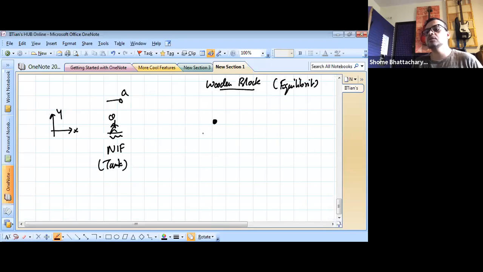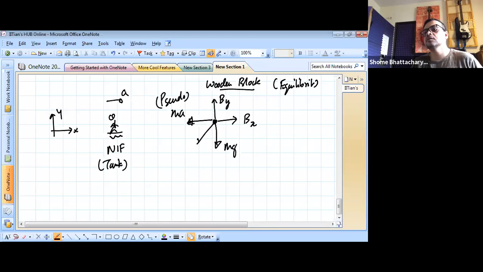But what are the forces acting? So there is pseudo force, but there is also the horizontal component of buoyant force. There is mg, but there is also the vertical component of buoyant force, and there is tension acting something like this. Okay.